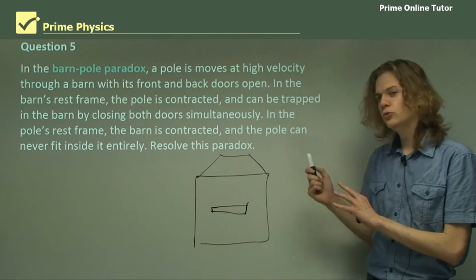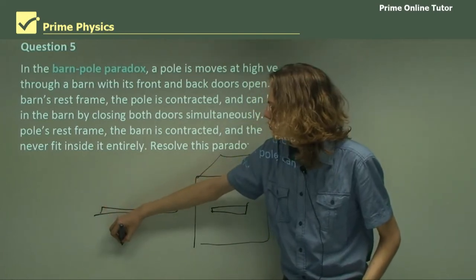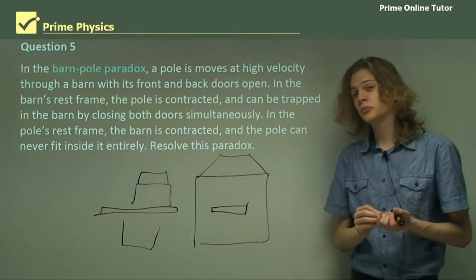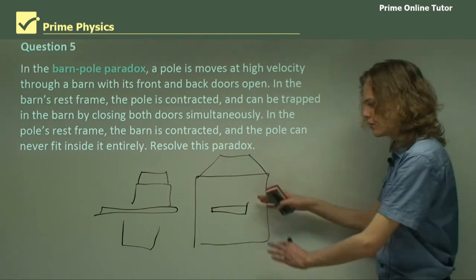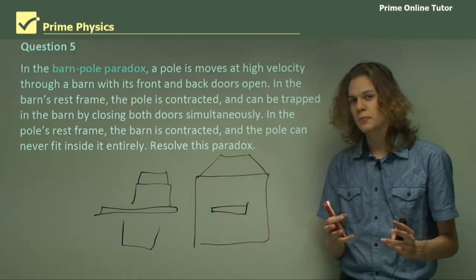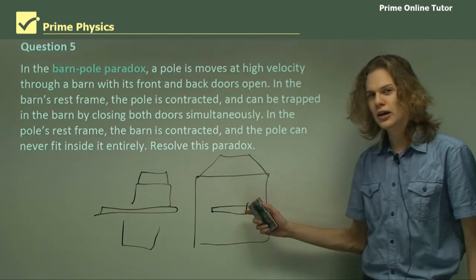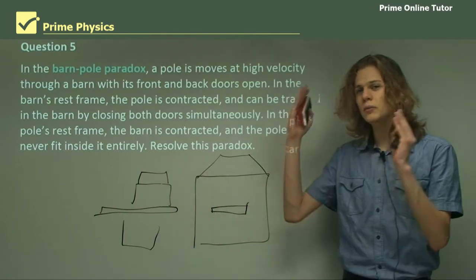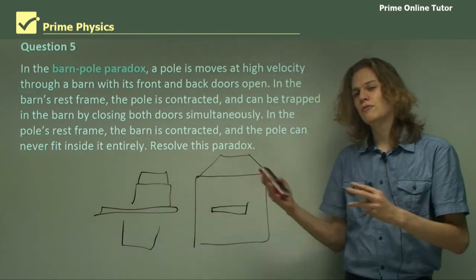But if we look at the pole's rest frame, then the pole will be its normal length and the barn will be contracted, right? So it's impossible to fit the pole inside the barn. So if we look at this frame of reference, in which the pole is contracted and the barn is stationary, it's possible to slam the front and back doors of the barn at the same time and trap the pole inside. But if we look at the pole's point of view, that's impossible, right? You couldn't possibly close both doors at once because the pole is never entirely inside the barn.